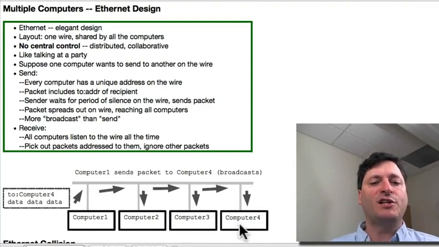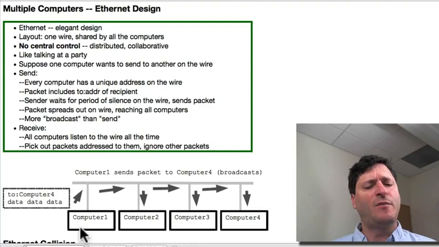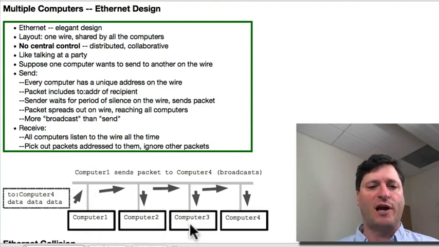And when a computer wants to send a packet, so here I've drawn on the left here a packet, the packet will begin with a "to" field. It'll say, what is the destination computer for this? So let's say in this case that computer 1 wants to send a packet over here to computer 4. So computer 1 will get the packet ready, and then what computer 1 will do is wait for a period of silence on the wire. So maybe computers 2 and 3 were having some conversation, so the wire was kind of busy carrying that traffic, but eventually the wire goes quiet.